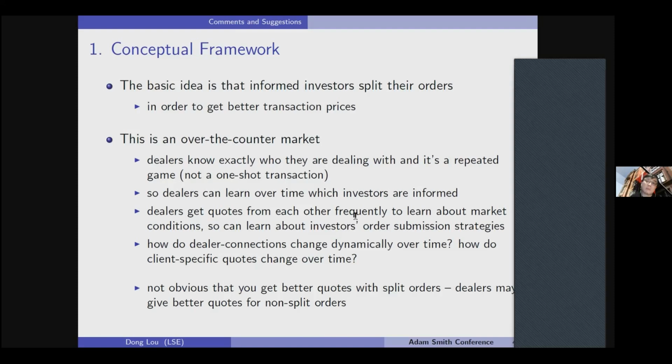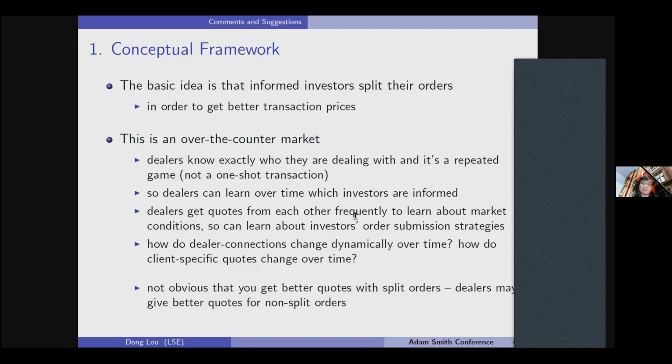And I would like to know a little bit more about how Rentec, how the smart investors, because we have the data, right, how the smart investors actually split their orders and submit them to different dealers dynamically over time. And how do client-specific quotes change over time? Because this is a dealer market. Well, this is an OTC market. Dealers can actually give different quotes to different clients, right? The quotes that Rentec sees could be different from the quotes that AQR sees or Aerostreet sees.